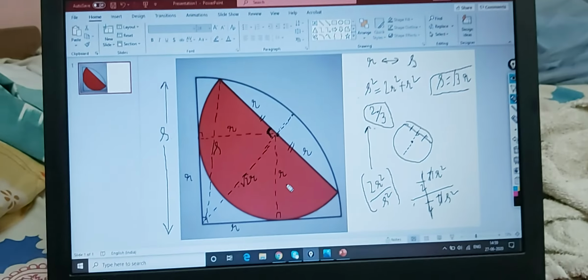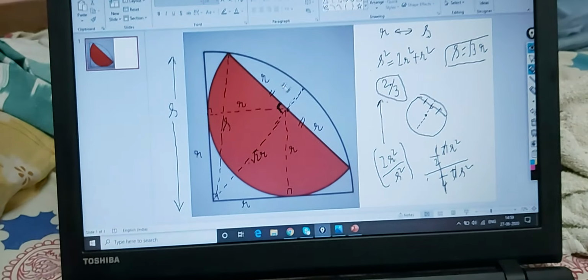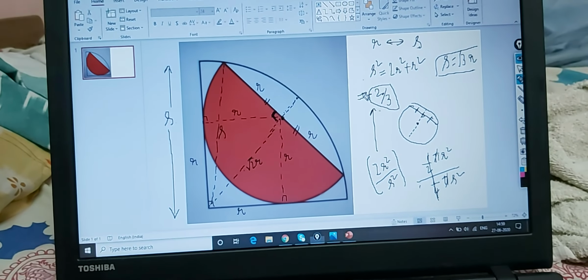So a moderately difficult problem, some basic visualization is just required. So more practice is needed to crack such problems. So the answer is 2 by 3.